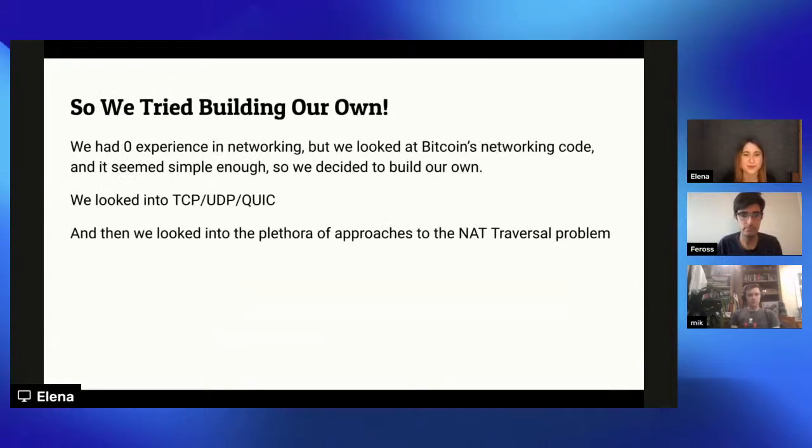So we looked at it, and we got really annoyed with Rust libp2p, and we decided to build our own. We had zero experience in networking, so we didn't realize how hard this was going to be. But we looked at Bitcoin's networking code, and we thought, wow, this seems so simple. Why can't we just do it ourselves? Now, for the record, the Bitcoin networking code is very simple, and it's simple because it doesn't do NAT traversal. It doesn't do any encryption either, so it's plain text on the network. It's the most simple way you can do networking code. We looked at that and we're like, okay, great, we can just build our own.